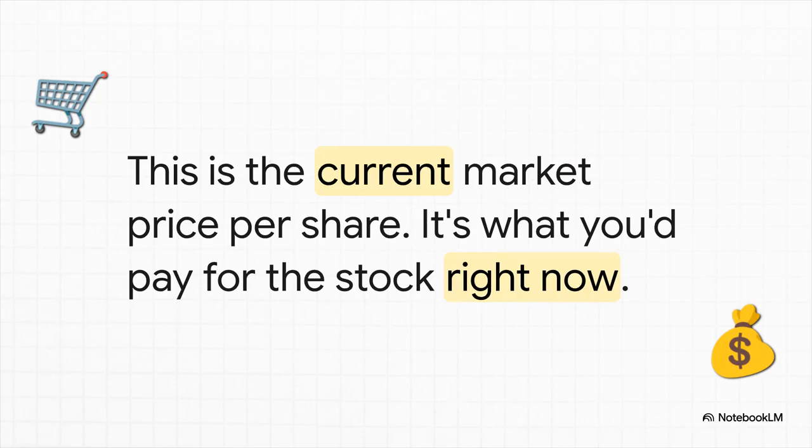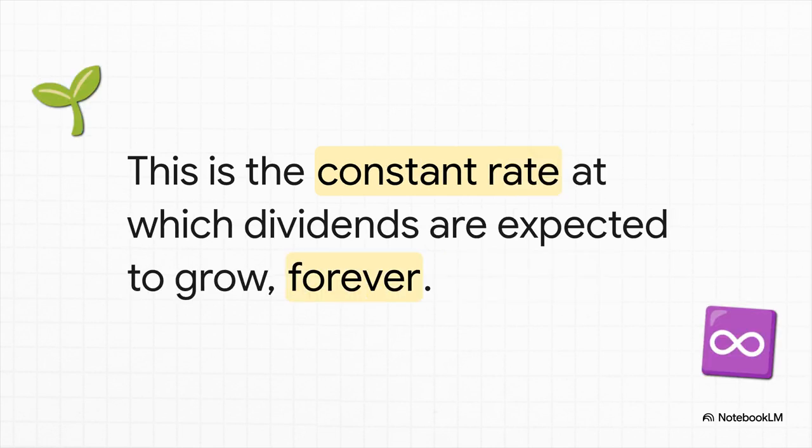Next, we've got P0. This one's pretty easy, thankfully. It's just the current market price of the stock. Like, if you were to open an app and buy it right this second, that's the price you'd pay. Simple as that. And the last piece of the puzzle is G, the growth rate.